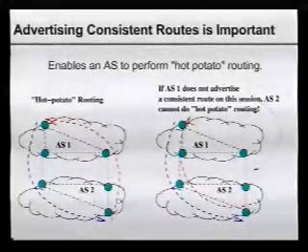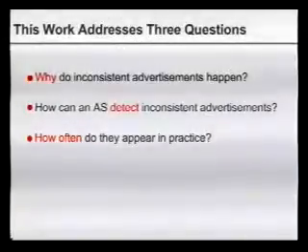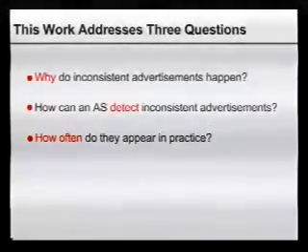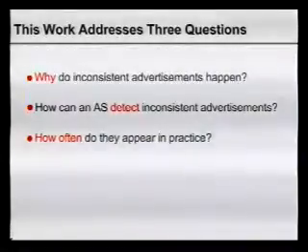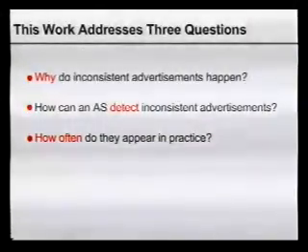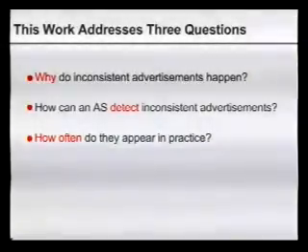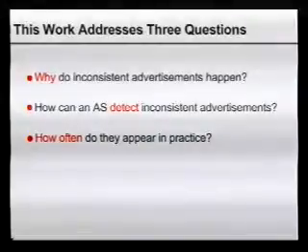Okay, so we're concerned with trying to figure out why these types of inconsistencies happen. When they do, how can we actually detect them from inside our own AS? And then once we've figured out how to do that in some practical fashion, let's try to figure out how often this type of thing is happening. Is this something we should be worried about?